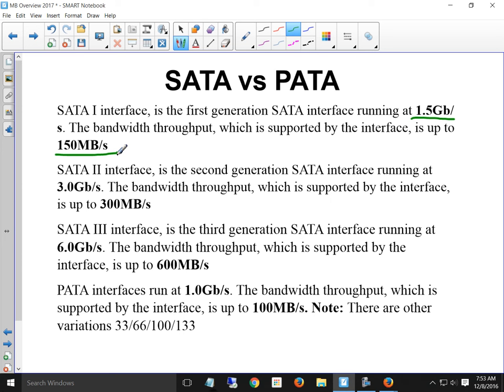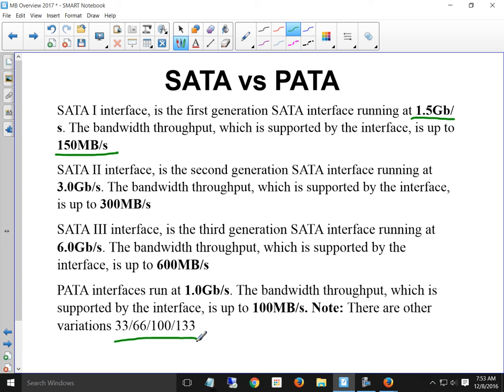And back down at PATA, we were running at max at 1 gigabit or 100 megabytes mostly. And I have on here that really there were variations. When PATA came out, it came out at 33, and then it changed to 66. And then really 100 was the standard, but they made a couple that were 133. And then all of a sudden SATA came out and they gave up, right? So they're like, we can't keep up with this, because the best they could get was 133 and the first generation came out at 150. So it was like, we'll use this one.